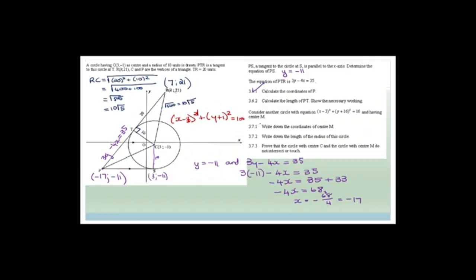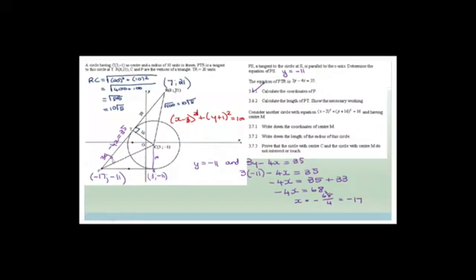Now it says calculate the length of PT. Calculate the length of PT. Show the necessary working. Do you agree we need to find T in order to find the length of PT? And that's quite a long sum. So we're going to carry on with this. Actually, no, let's start it. Let me just erase some stuff here so I've got space to write.